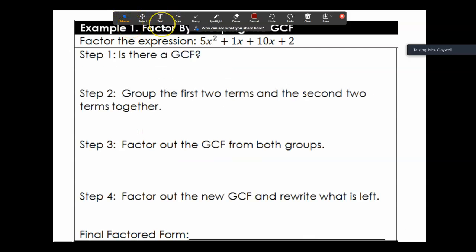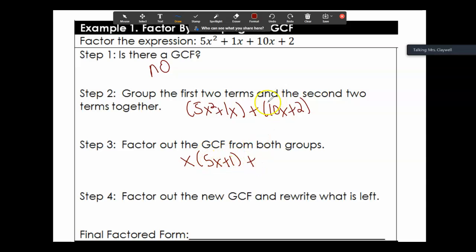So let's go through these steps. Is there a greatest common factor? No. Group the first two terms and the second two terms together. So there's my first two terms. There's my second two terms. Now these have factors in common. So the first one, both have an x in common. Now this is 5x plus 1. The 10x plus 2, they both have a 2 in common.